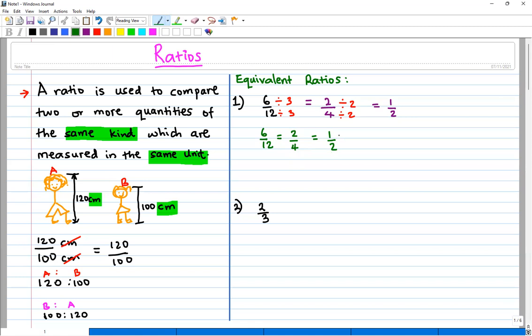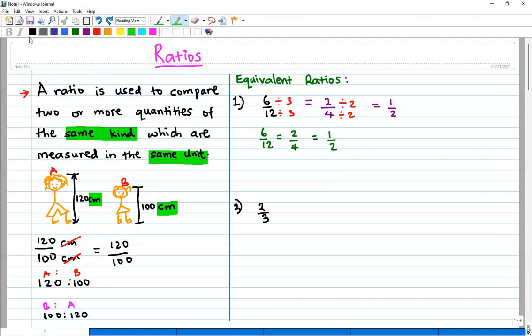Or you can say a half. Now, these, we call them equivalent fractions. I believe you remember that. And of course, we know that this one is the simplest form, the level at which you cannot reduce that fraction. We call it simplest form.